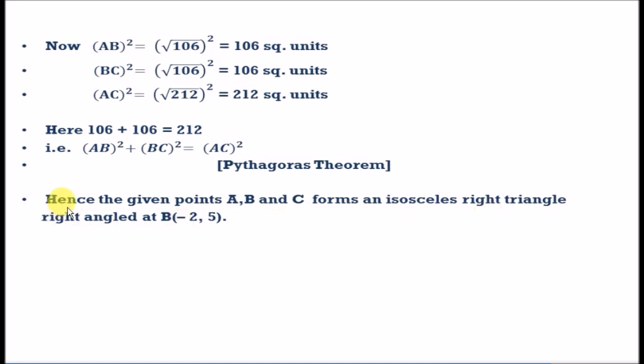Only this much was asked, but we also found out that it is right angled at (-2, 5). How did we find that out? We found out that AC is the longest side, that is the hypotenuse. So opposite to AC we have B, so it is right angled at B. The angle that is opposite to the hypotenuse is the right angle.